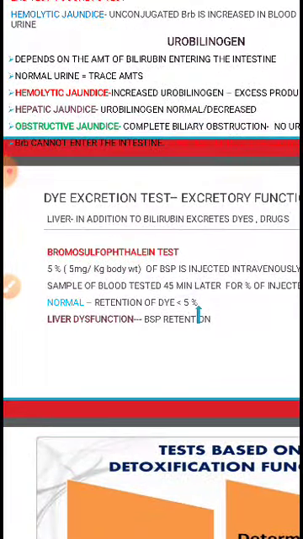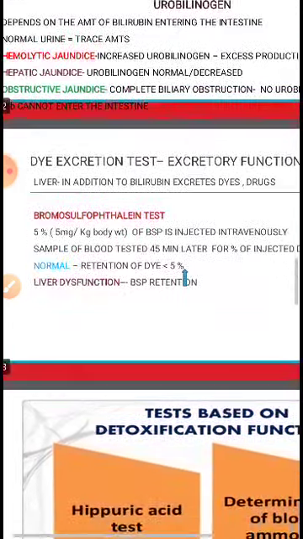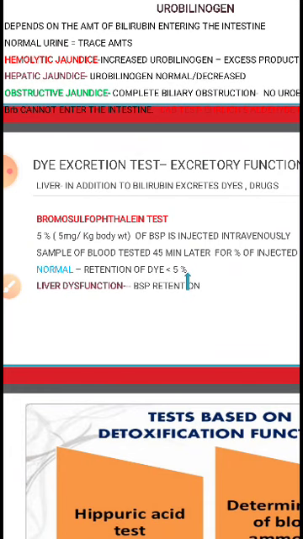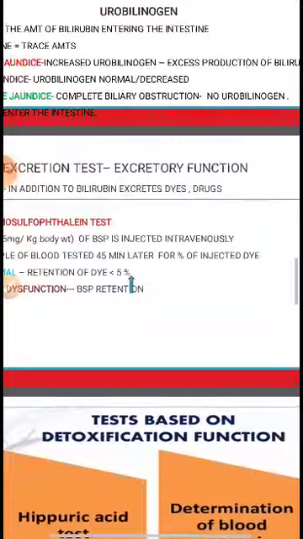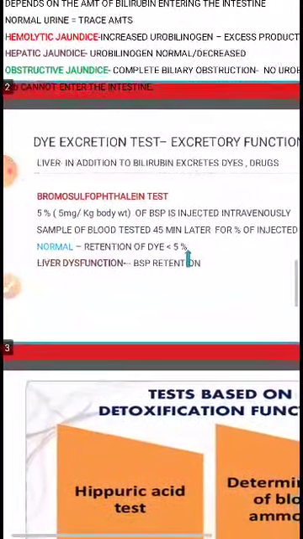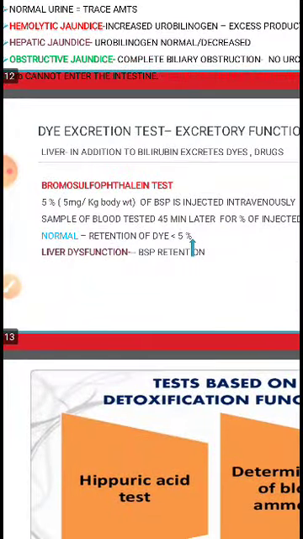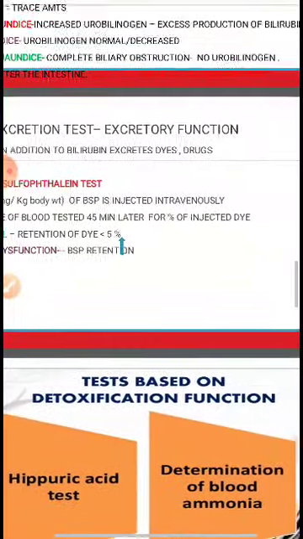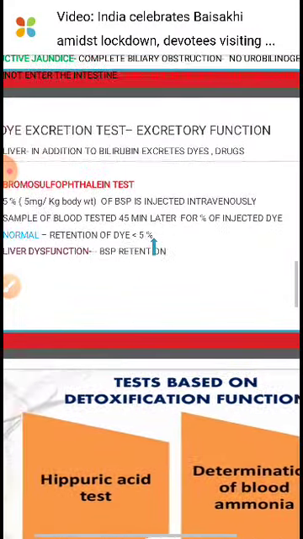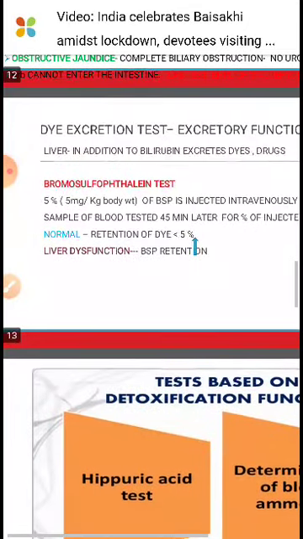The urobilinogen levels depend on the amount of bilirubin which is entering the intestine. In the normal urine, only trace amounts of urobilinogen are seen. In case of hemolytic jaundice, there is increased urobilinogen due to excessive production of bilirubin. Whereas in hepatic jaundice, the urobilinogen levels may be normal or decreased. In case of obstructive jaundice, due to the complete biliary obstruction, no urobilinogen will enter the intestine and the test will not be positive.